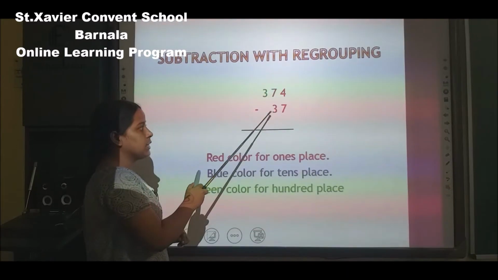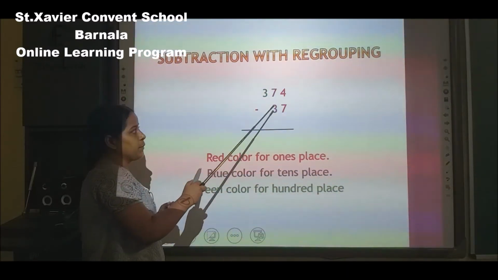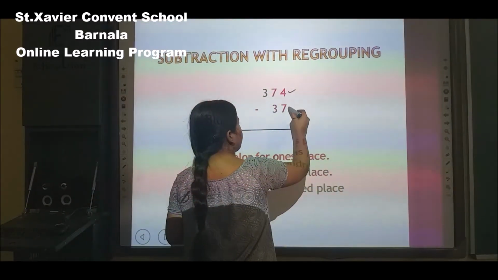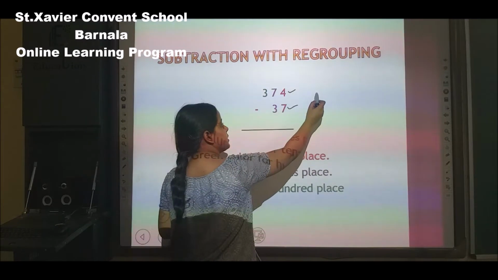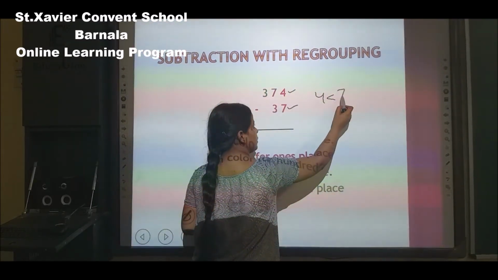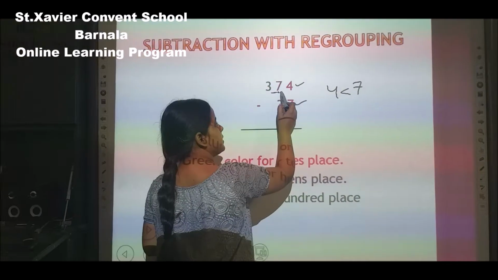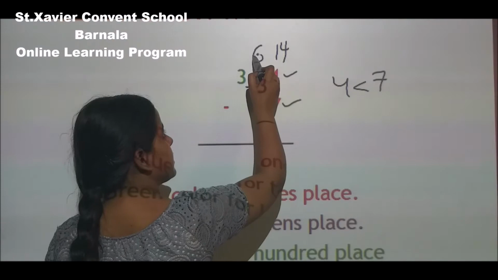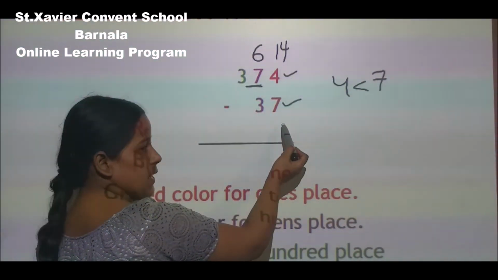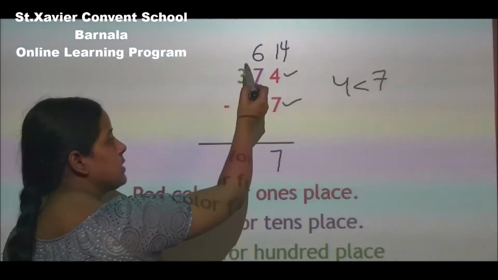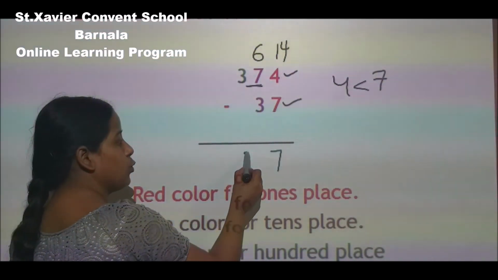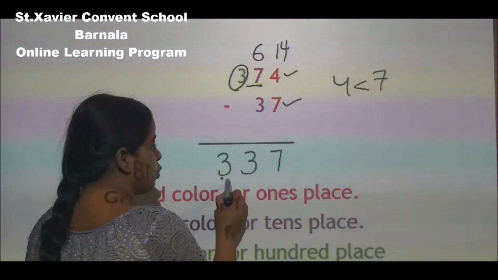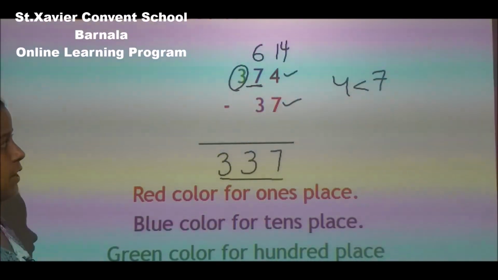Subtraction with regrouping. First we have the example 374 minus 37. 37 subtracted from the 374. First, 4 minus 7. 4 is smaller than 7. So we take the borrow from the 7. It becomes 14 and 7 becomes 6. 14 minus 7 is equal to 7 and 6 minus 3 is equal to 3, and this 3 stays as it is. So the answer is 337.